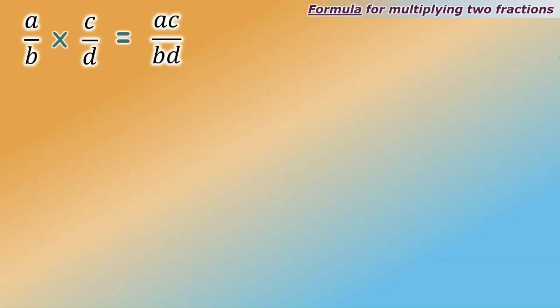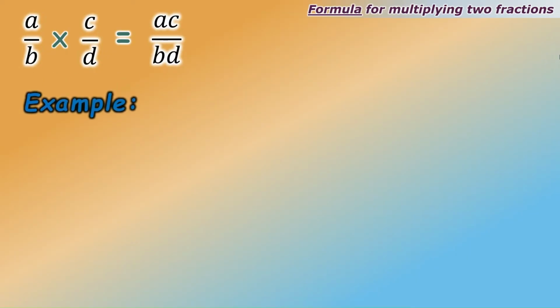The formula for multiplying two fractions. We have a over b times c over d equals a times c over b times d. There are three simple steps in multiplying a fraction by another fraction. First, multiply the numerators. Second, multiply the denominators. Third, simplify the final answer by changing it to lowest terms.